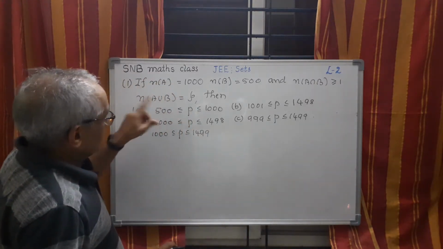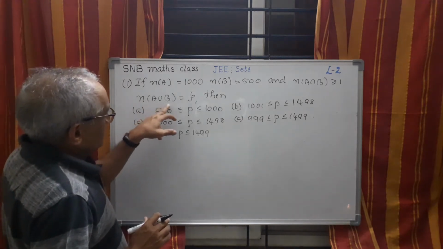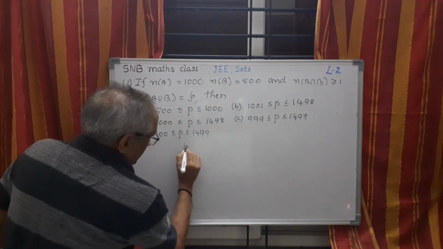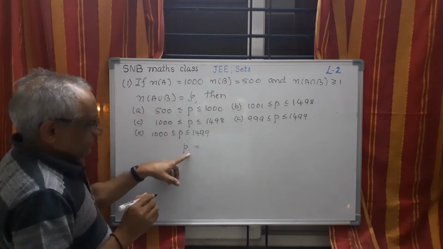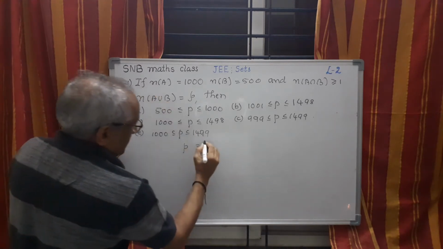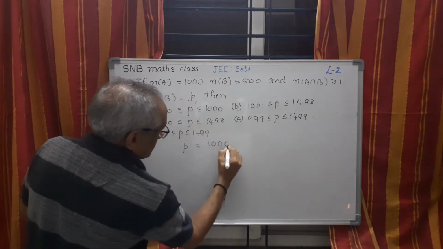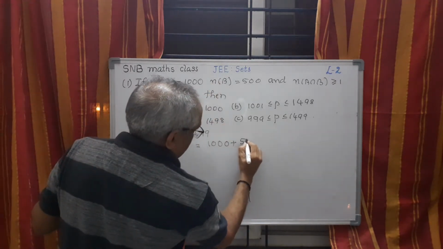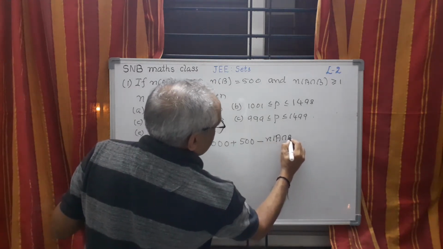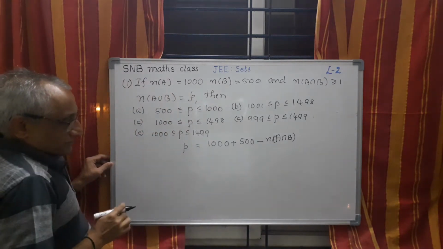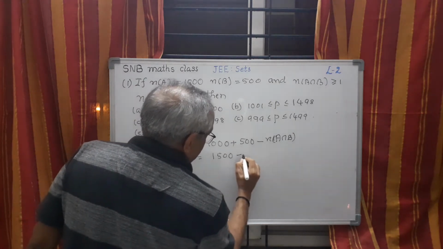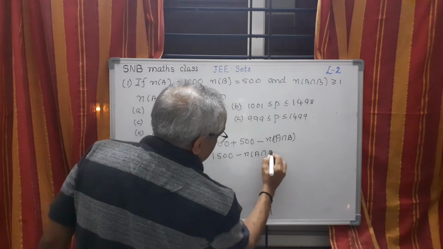We want number of A union B. Of course, we know the formula. P equal to number of A union B, which equals number of A, this is 1000 according to the problem, plus number of B, this is 500, minus number of A intersection B. So this is equal to 1500 minus number of A intersection B.